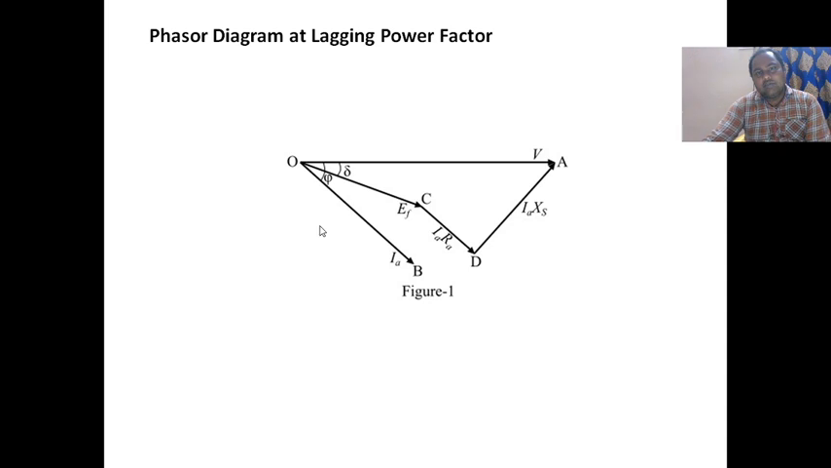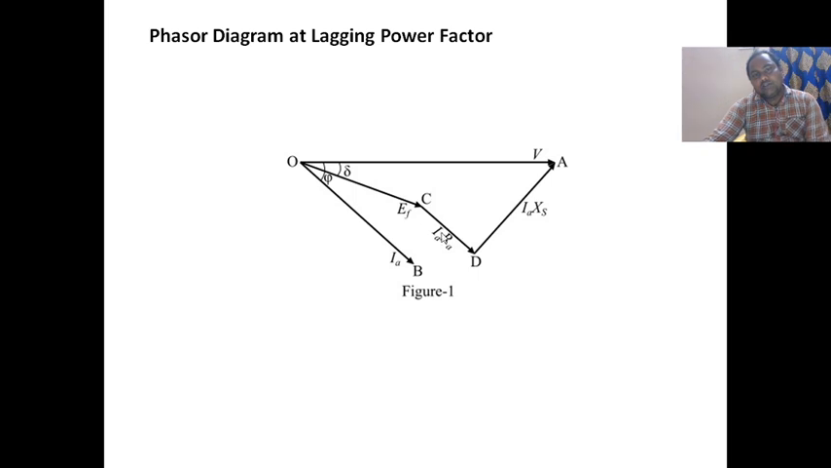Please see the phasor diagram for lagging load. Here also the supply voltage V is taken as reference. Armature current IA is lagging at an angle phi. Because this is a lagging power factor, from the reference the phasor will rotate in clockwise direction. If it is leading, from the reference it will rotate in anti-clockwise direction. From EF to IA, the angle difference is phi.